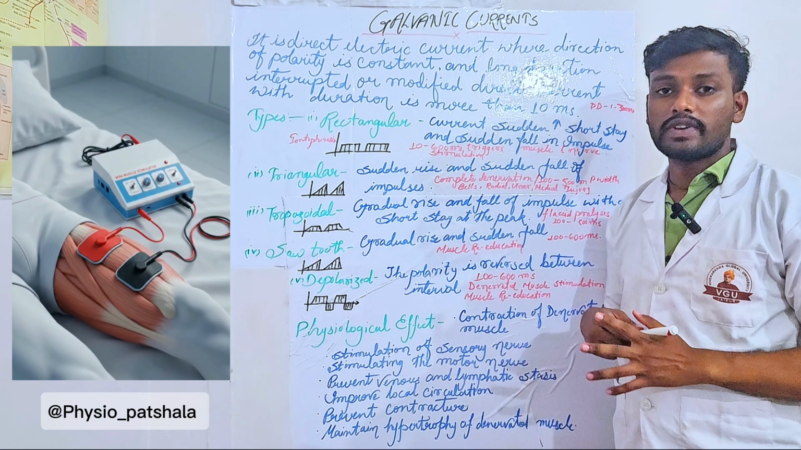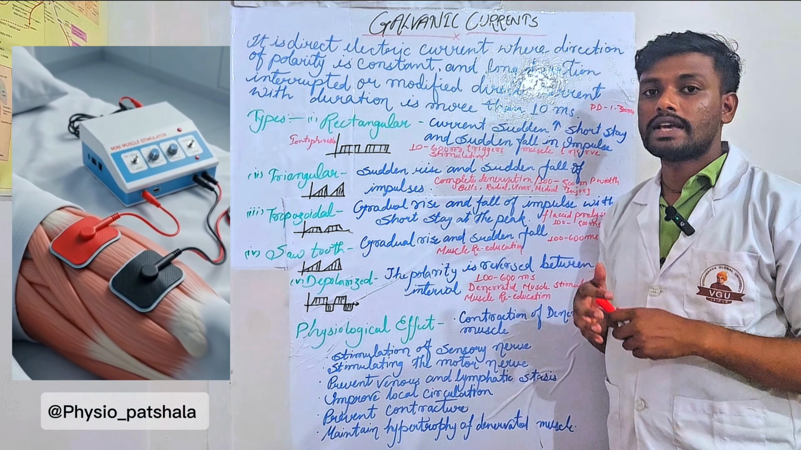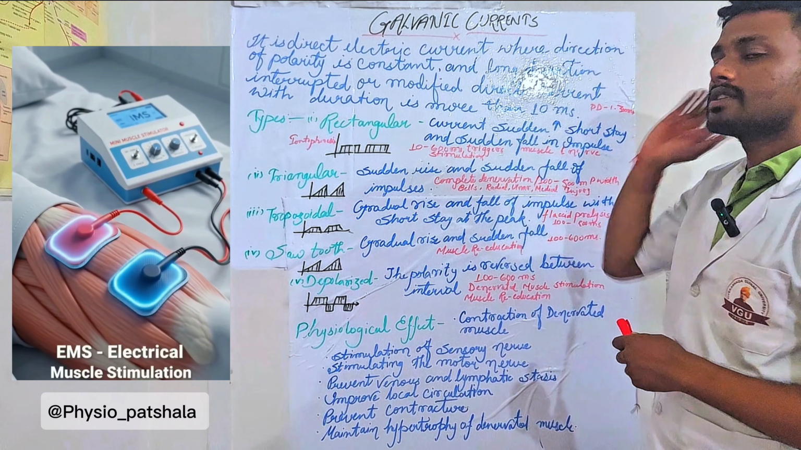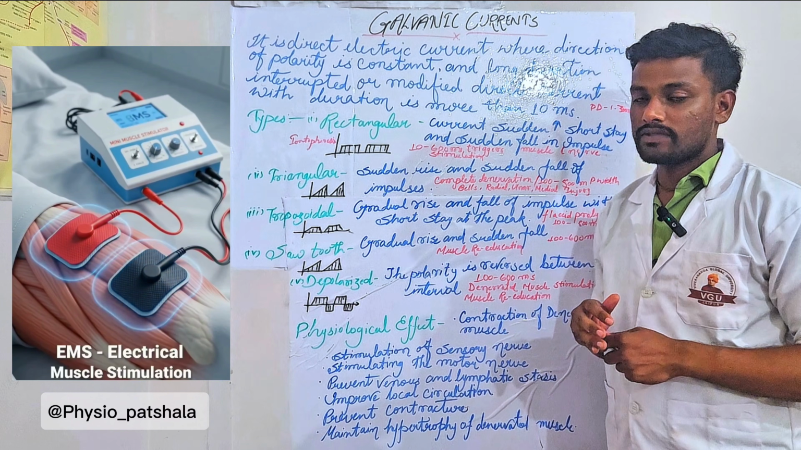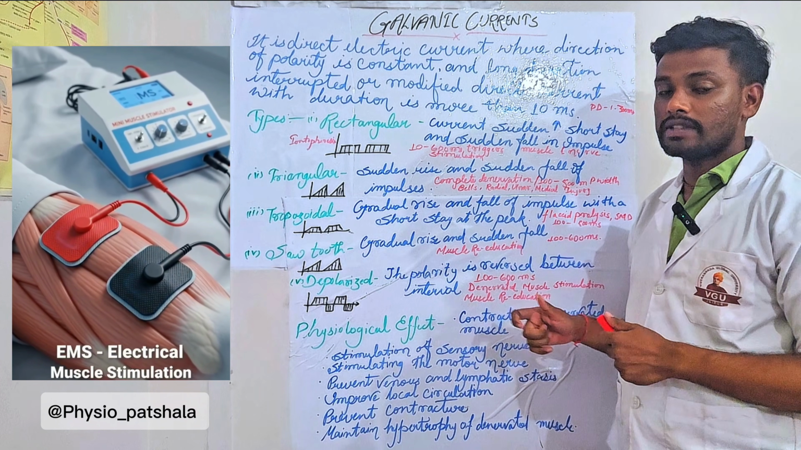In the low frequency currents, I had completed the previous currents, and the next topic is galvanic current. So let's discuss how you can write it in the university examination for good marks, for 3 to 5 marks. So let's discuss galvanic currents. What does galvanic current mean?